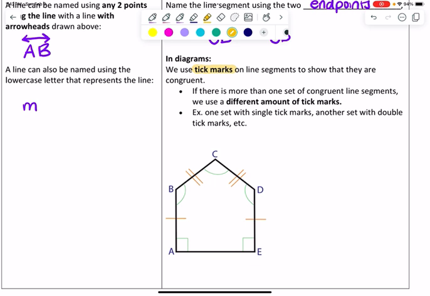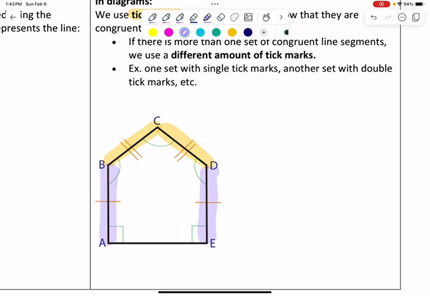Okay? If there's more than one set of congruent line segments, so I can see in this diagram below, segment CB and segment CD are congruent because they have the same amount of tick marks. In a similar way, I have segment AB and segment ED are also congruent. And I can tell because they have the same number of tick marks. If I had a third pair that was also congruent, but not congruent to what's already there, I can have a third amount of tick marks to indicate that.